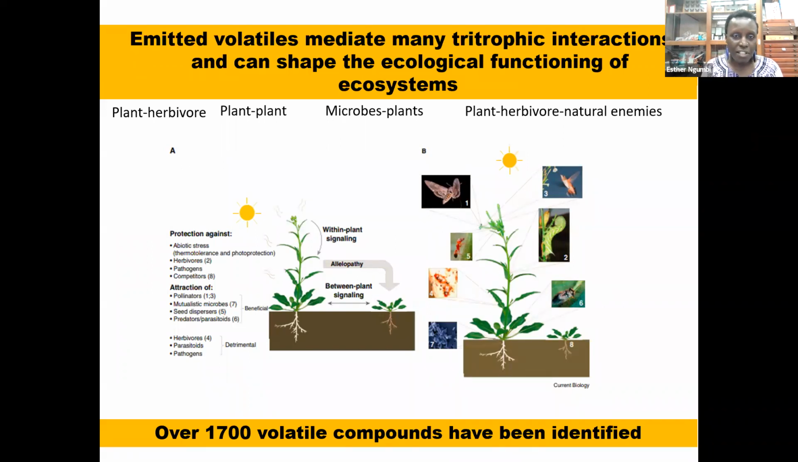We know that volatile signals do play roles in mediating plant-herbivore, plant-to-plant, microbes to plant-herbivore, natural enemies interactions. And you can keep on building these multi-trophic interactions. And the bottom line is that indeed, chemical compounds do mediate these conversations. Over 20 years of dedicated research so far has allowed us to identify over 1,700 volatile organic compounds. And I think as technology continues to improve, we are truly going to unravel many, many more volatile organic compounds that play roles.